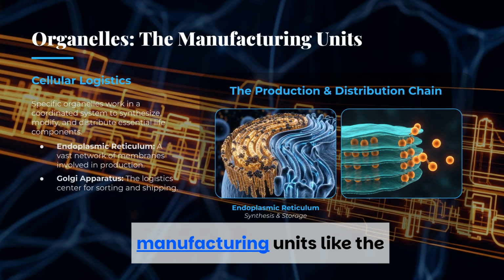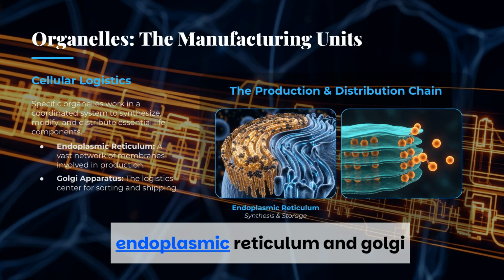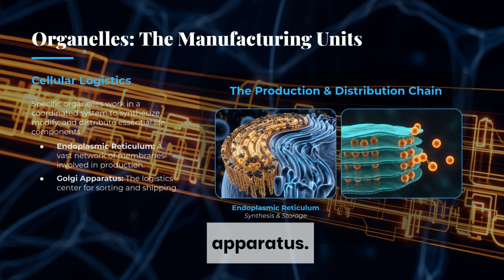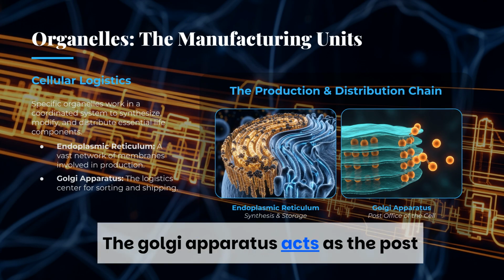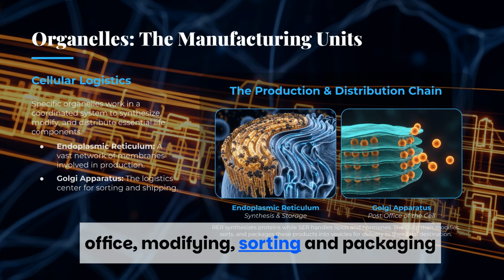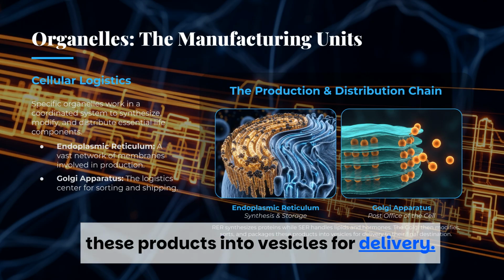Cellular logistics depend on manufacturing units like the endoplasmic reticulum and Golgi apparatus. The ER synthesizes and stores components. The Golgi apparatus acts as the post office, modifying, sorting, and packaging these products into vesicles for delivery.